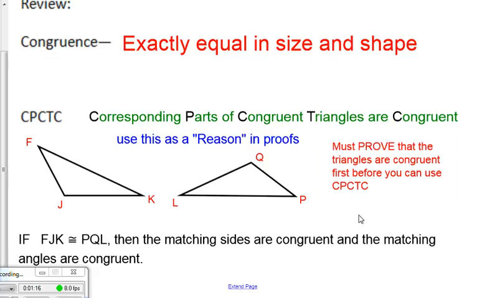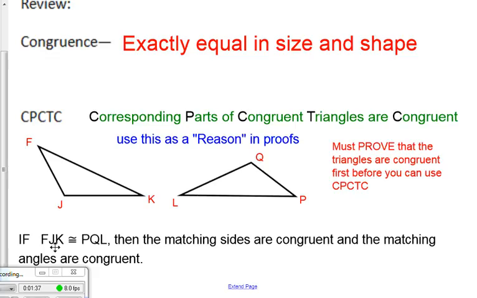Another note with that one, you must prove that the triangles are congruent first before you can use CPCTC. And not just triangles, any shape. First, you have to show that the shapes, or the two figures, are exactly the same size and shape. Then you can say, okay, all of their parts match up. So this angle is that angle.